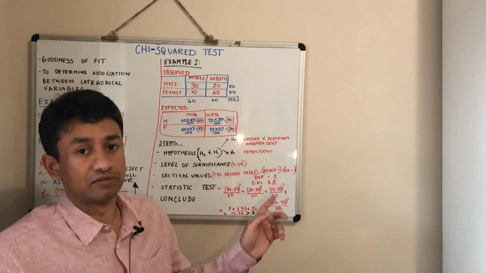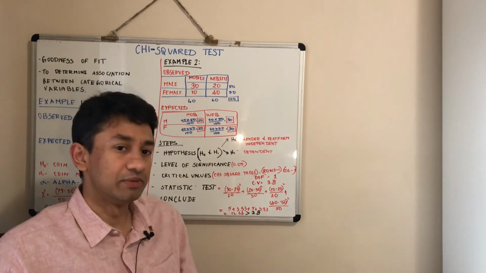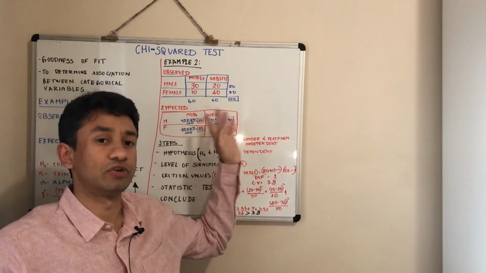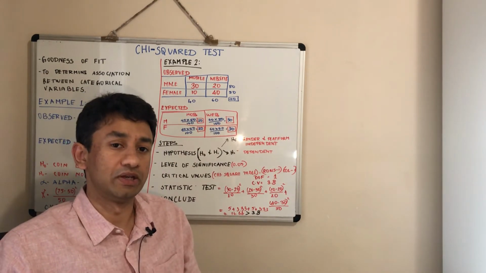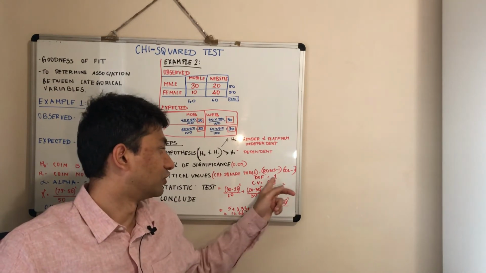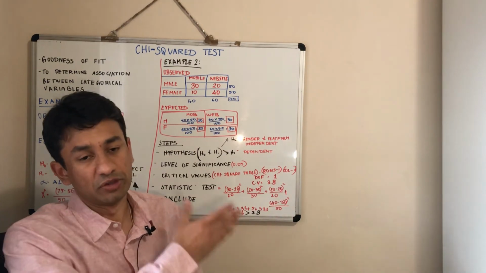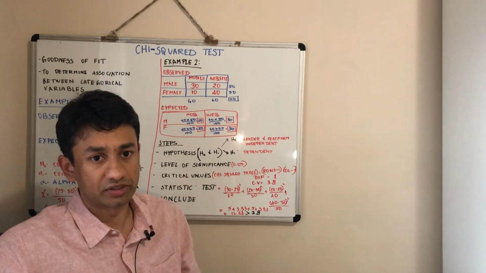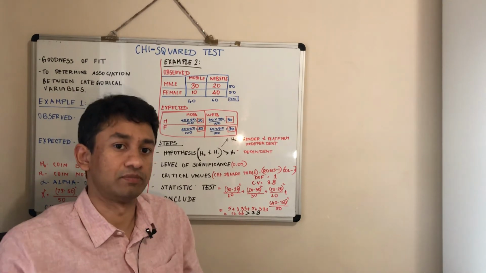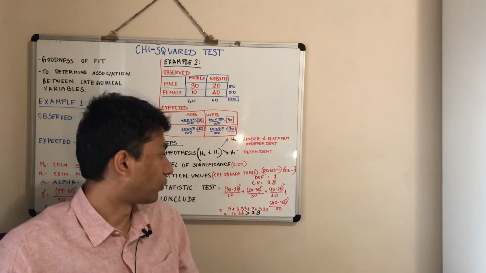Here the alpha value is 0.05 and the degrees of freedom is nothing but the (rows minus 1) into (columns minus 1). Here we have two rows and two columns, so it would be (2 minus 1) into (2 minus 1), which is 1. So similar to the previous example, the degrees of freedom is 1 and the alpha value is 0.05, which is the same as the previous example that we saw. So the chi-square critical value here is 3.8.